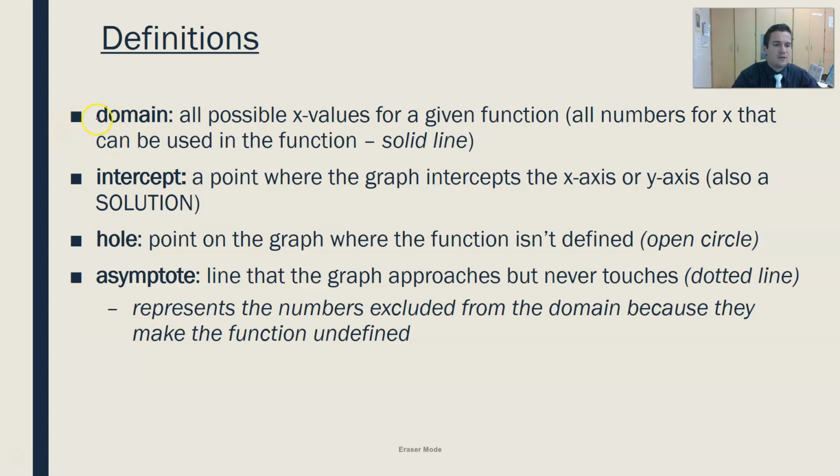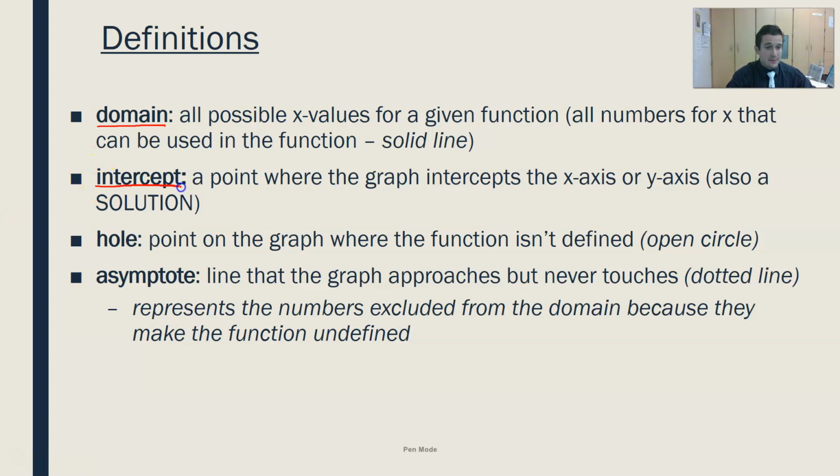First, we're going to talk about domain. This is a word you've heard before, a word that you've talked about in past math classes. The domain of a function or the domain of a graph is all the possible x values for that function, or all the numbers for x that can be used in the function. If we were looking at a graph, the domain is all the possible x values that touch that graph. And we'll talk about how we write that and how we see that in an actual graph.